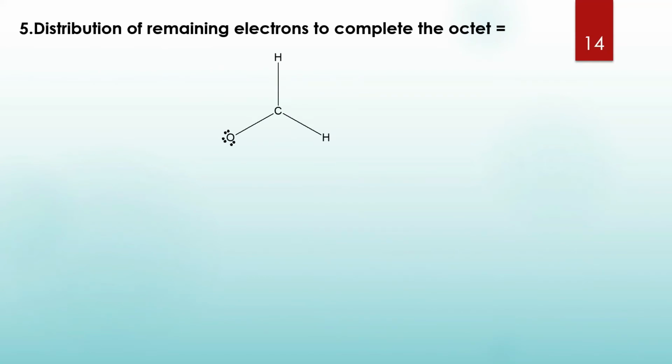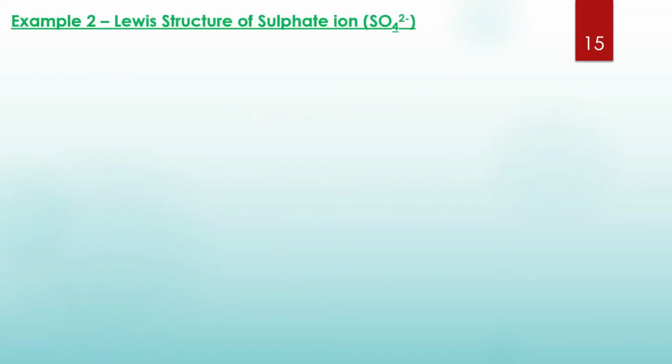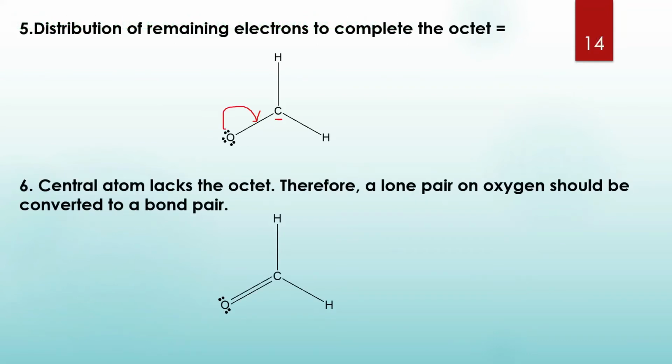Now we distribute the remaining electrons. We have 6 electrons left to distribute. On hydrogen, we can't distribute any more electrons because there can only be 2. So all the 6 we distribute on the oxygen. Now here carbon does not complete an octet. It only has 6 electrons around it. Because of that, a lone pair on oxygen should be converted to a bond pair. So I convert this lone pair to a bond pair, and that is our final structure. This is the structure of formaldehyde.